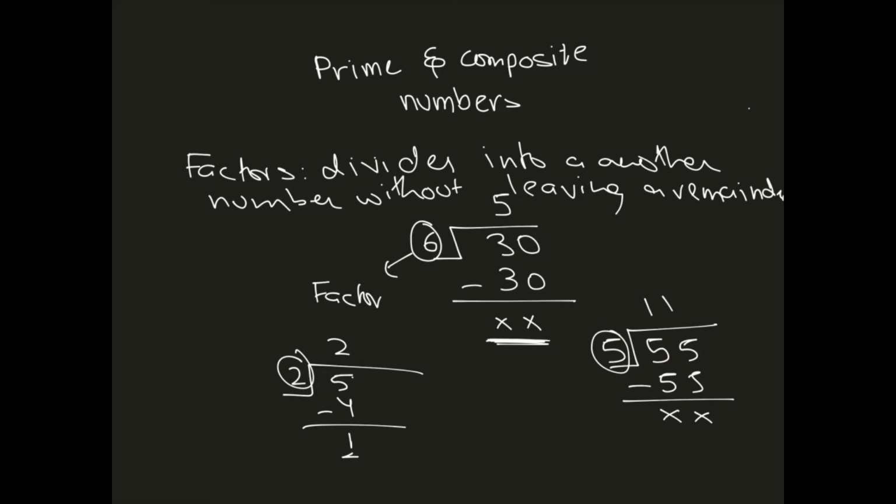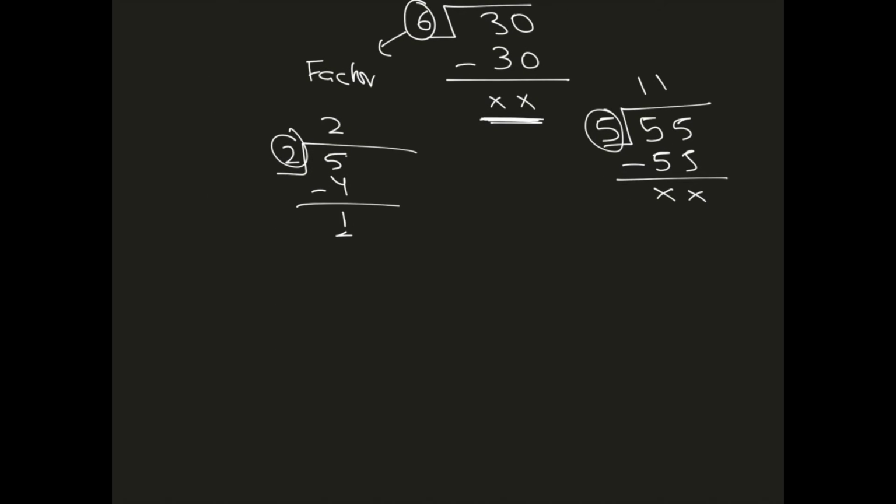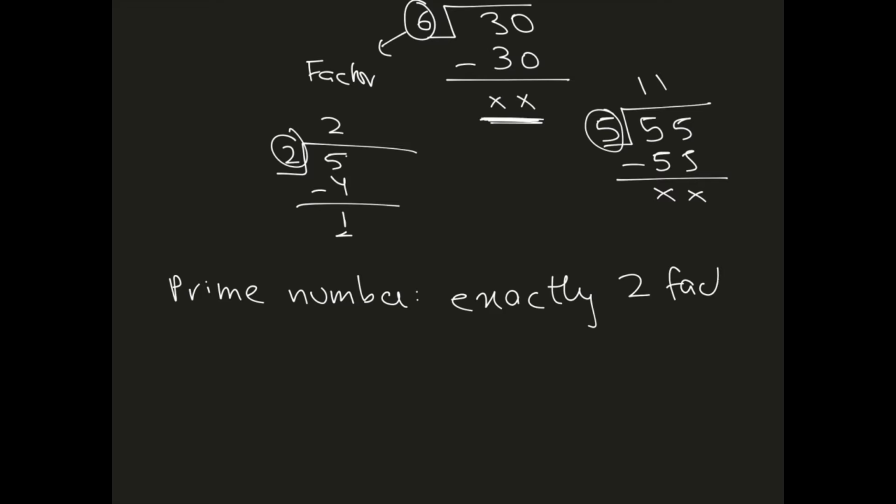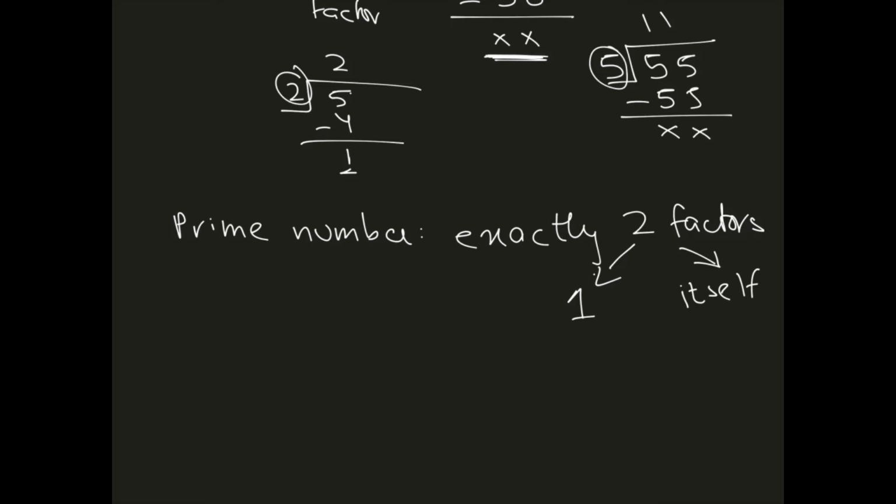Now let's see what exactly a prime or a composite number is. A prime number is any number that has exactly two factors, right? Which two factors? One of the factors will be the number 1 and the other will be the number itself. What I mean by that is, for example, if we have the number 2, right?